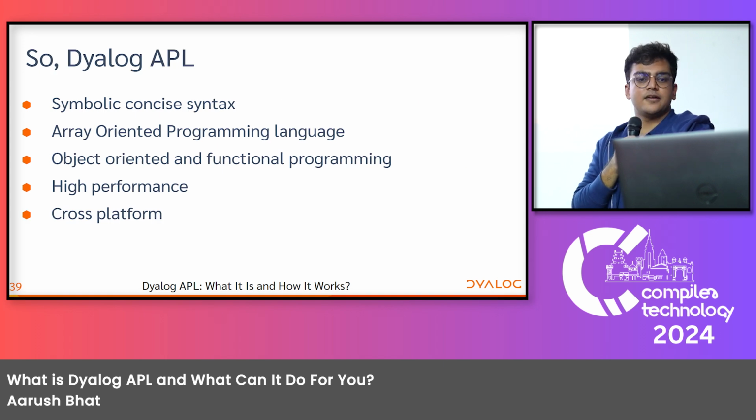So, wrapping up Dyalog APL, what did we get? It is a symbolic, concise syntax, array-oriented programming language. Object-oriented and functional programming are accessible. It's high performance, works on matrices and all kinds of data, and is cross-platform.